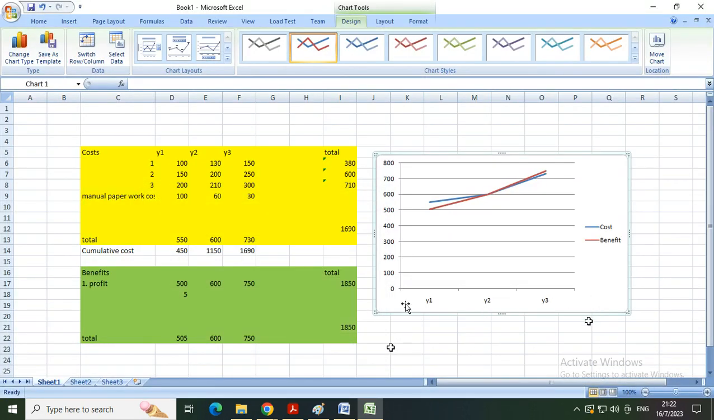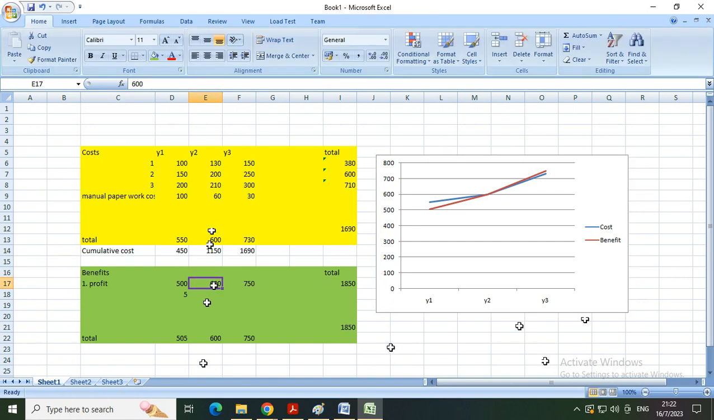Okay, so you are getting this one. If you modify some, suppose suddenly your profit goes down in the second year, say 100 rupees, how will it look? It will look like this.